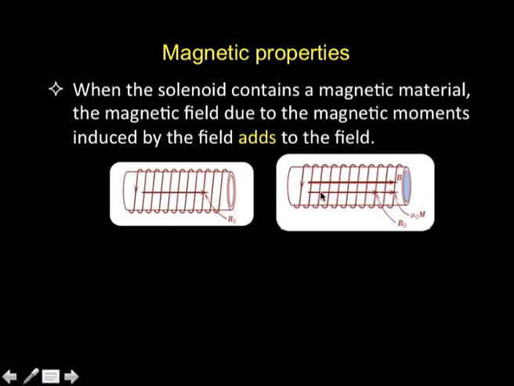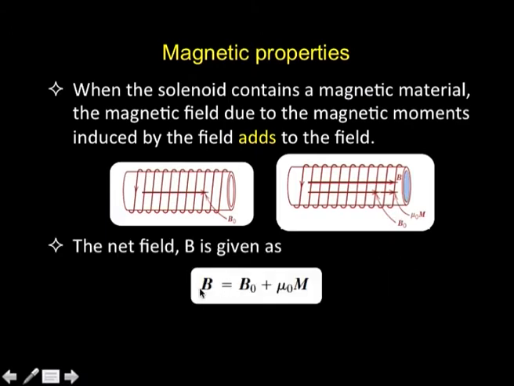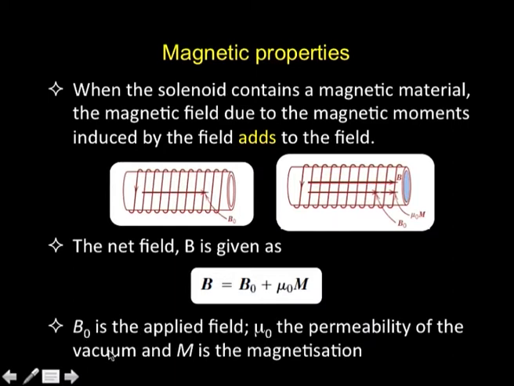The total field observed will be the sum of the field obtained because of the solenoid, that is this B naught, plus a small component which comes from the magnetization, that is mu naught M. B naught is the initial field, that means you apply a certain amount of current, we get a field B naught. But if this solenoid contains a magnetic material, the field happens to be B, which is larger than B naught. That is, we can write B equal to B naught plus mu naught M. This is the component which has come from the magnetization. Now, B naught is the applied magnetic field, mu naught is the permeability of the vacuum, and M happens to be the magnetization.